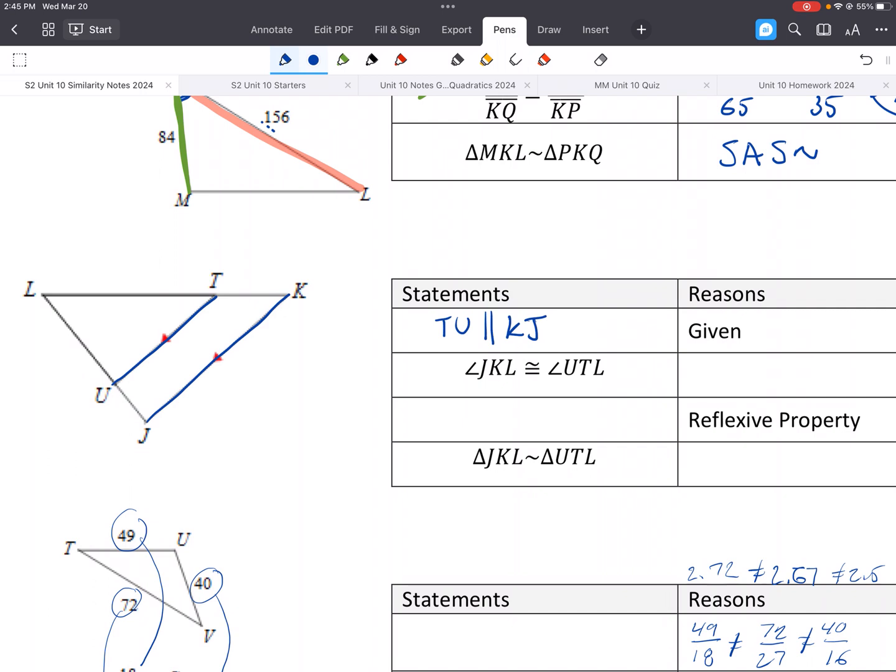All right, so next off, we've got angle JKL. So JKL is this angle, is congruent to UTL. So that would be this angle. And how do we know that those are the same? Well, if you remember, we talked about this in our first lesson about two parallel lines cut by a transversal. These two angles are corresponding angles.